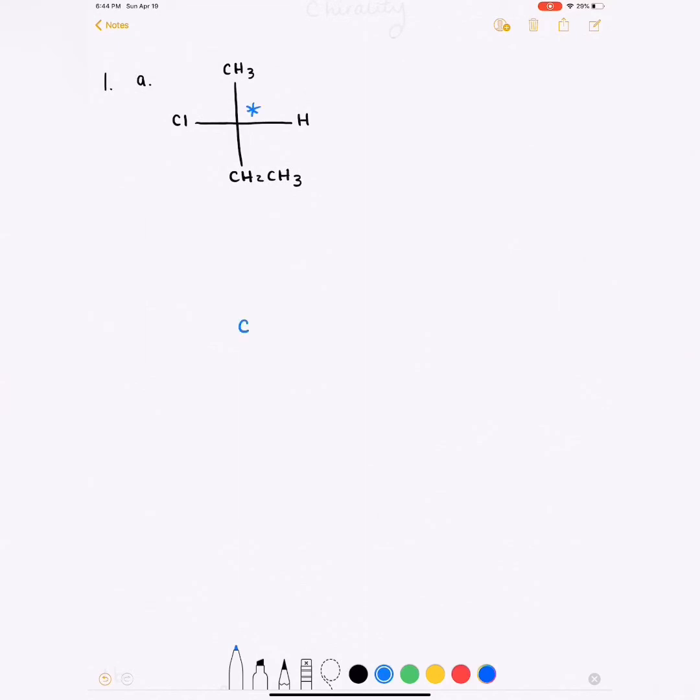Now remember, when drawing Fischer projections, all horizontal lines are representative of wedge bonds, bonds coming out in space towards you, while all vertical lines are representative of dashed bonds, bonds going away from you in space. And when assigning chirality, we only go one atom at a time. So I'm only going to draw the atoms directly attached to our central carbon.